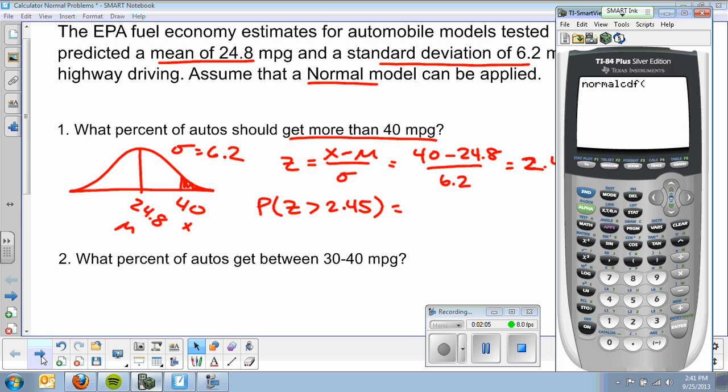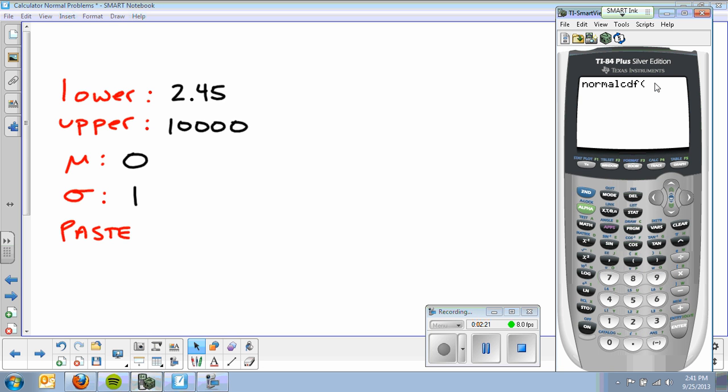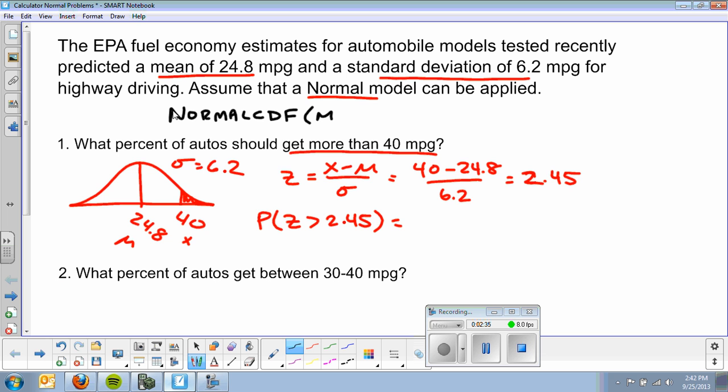Now, if I have an updated TI, I am going to get this menu in which I will type in 2.45 and 1 and a bunch of zeros. So basically, I have to tell the calculator what I want it to calculate. So the way that I enter it is like this: normal CDF, min, max, mu, sigma. Min, max, mean, and standard deviation.